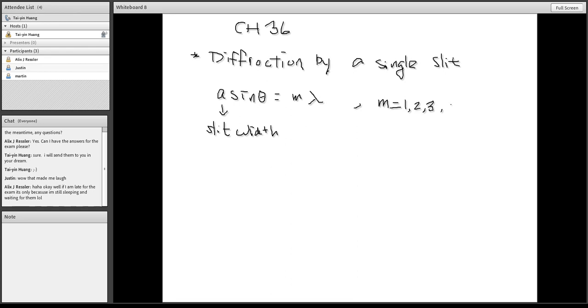Regarding the intensity of the bright fringes, the equation is this: I of theta, which is a function of the angle, is equal to the intensity at central maxima, I sub m, times sine alpha over alpha, and then you square the whole thing. Alpha can be calculated using pi a over lambda, times sine theta.